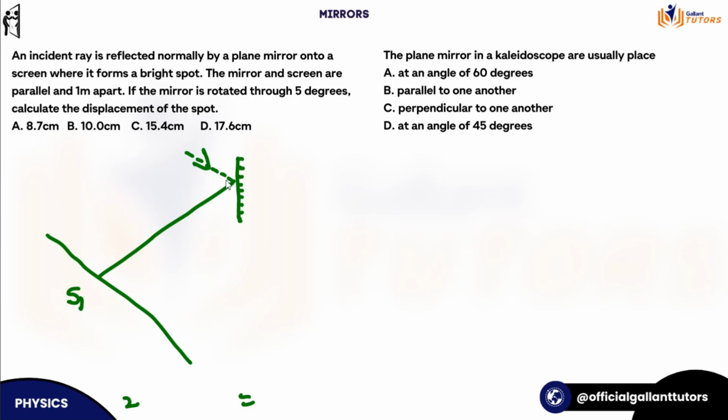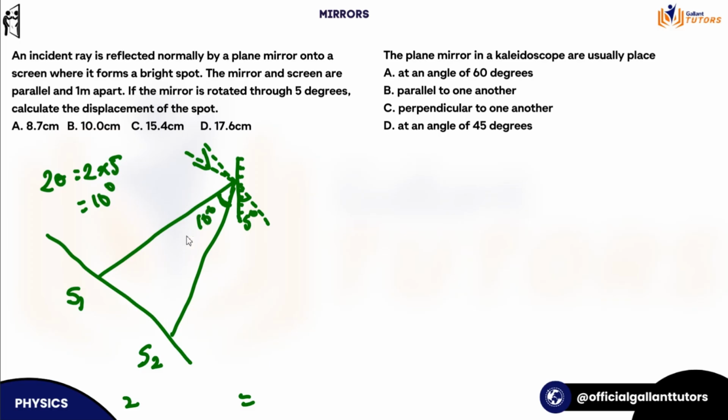So the mirror is rotated through an angle. Let's take that this is the new angle. This angle that is formed is 5 degrees, right? So this will now be the new reflected ray, coming to S2. Now, what do you think will be the angle here? Remember that the reflected ray turns through 2 theta, meaning 2 times 5, which equals 10 degrees. So here should be 10 degrees. Exactly.